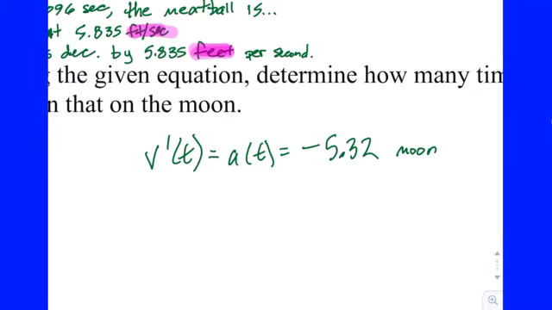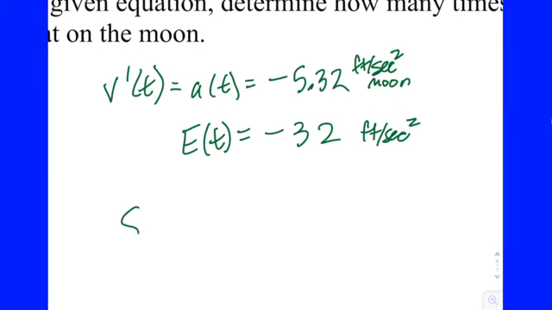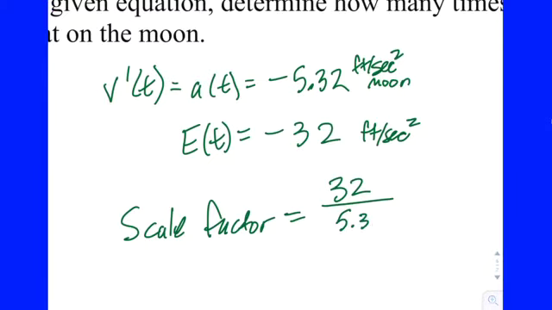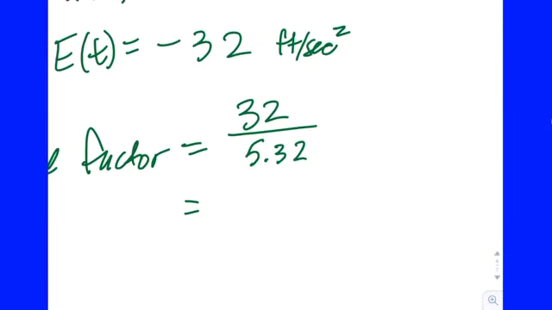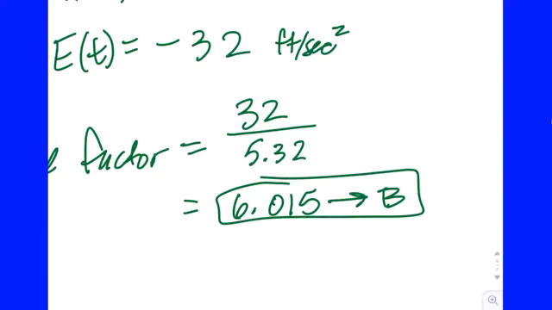And what's the acceleration due to gravity on Earth? Negative 9.85 meters per second, but we're measuring this in feet per second squared. So it'd be negative 32 approximately feet per second squared. So I'm calling that E of t, the acceleration of gravity on Earth versus the acceleration due to gravity on the moon. We tend to use feet a lot in here instead of meters. So if we want to figure out how many times stronger, all we have to do is divide them. The scale factor is going to equal the big divided by the small, 32 divided by 5.32. Anyone got that? 6.015. Okay, so that might be a number you want to store as B. So approximately 6 times.